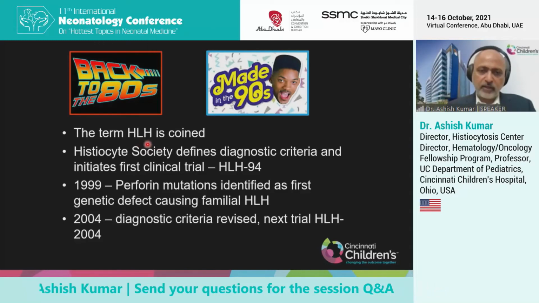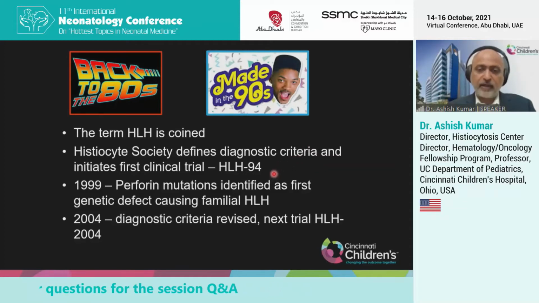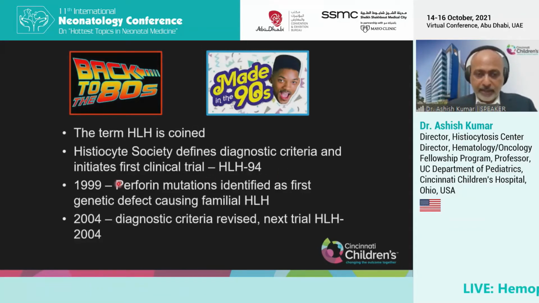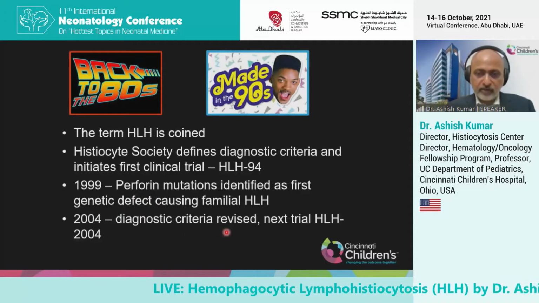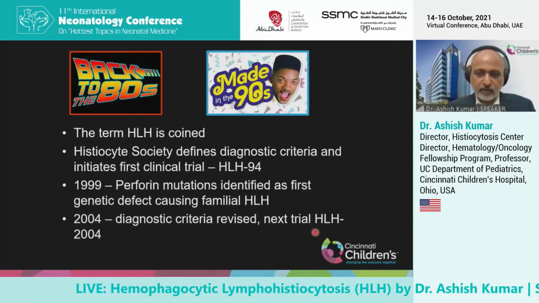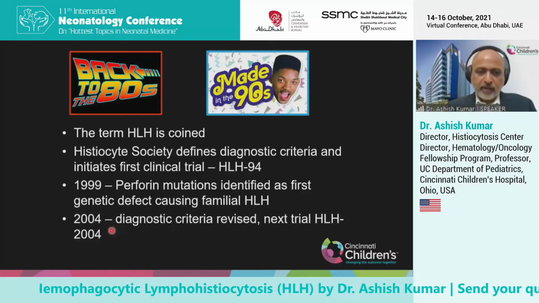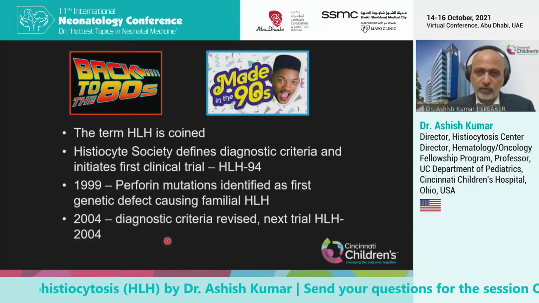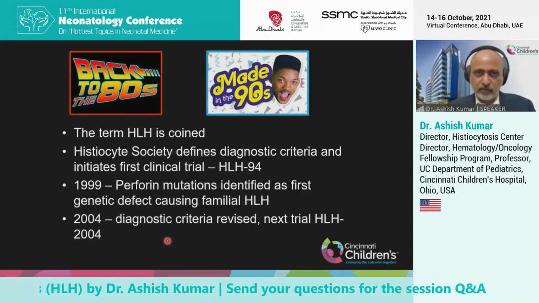The Histiocyte Society also came together to come up with diagnostic criteria, and they conducted a clinical trial called HLH 94 because it was 1994 when the trial started. It was in 1999 that the first genetic defect mutations in this gene called perforin were identified. And then in the year 2004, the diagnostic criteria were revised, and the next clinical trial initiated was called HLH 2004. And the diagnostic criteria from HLH 2004 is what most physicians use to diagnose HLH today.